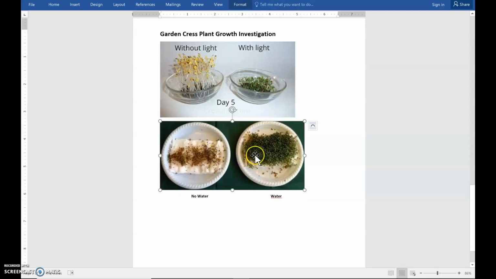We also tried water and no water. And if you did that one, you saw no water, we had no sprouts at all. It was just seeds. With water, we had these little sprouts that came up and they were nice and green. So that was really clear that we need water in order for a plant to photosynthesize. It can't even sprout without water.